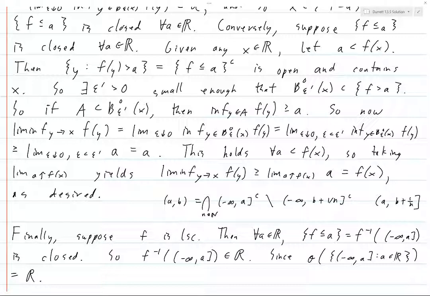Right, let me just make sure. Okay, so you take the complement of this and you get the open interval from b plus 1 over n to a. So right, okay, yeah, exactly. This is equal to the intersection over all natural numbers n of the half open interval from a to b plus 1 over n, which is precisely, that this entire intersection is precisely the open interval from a to b.